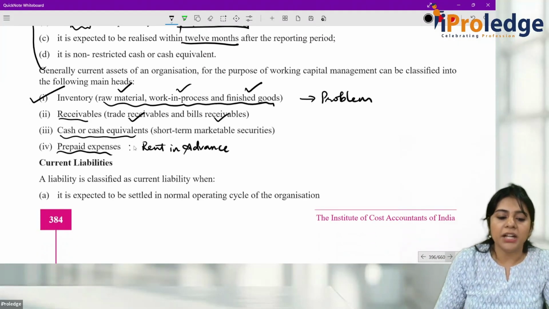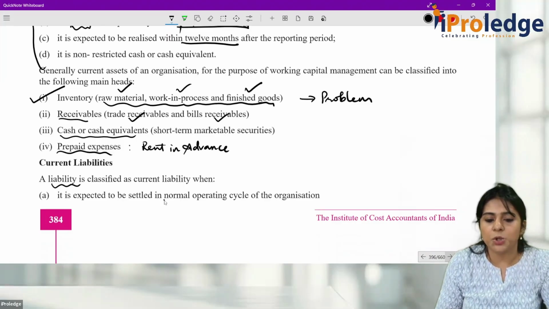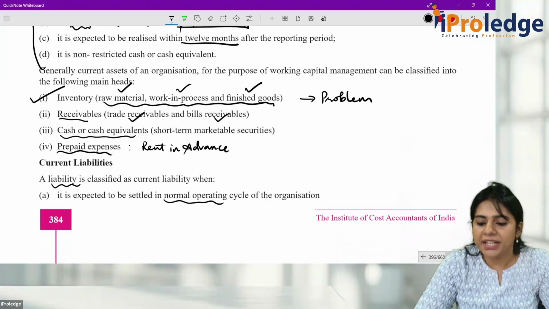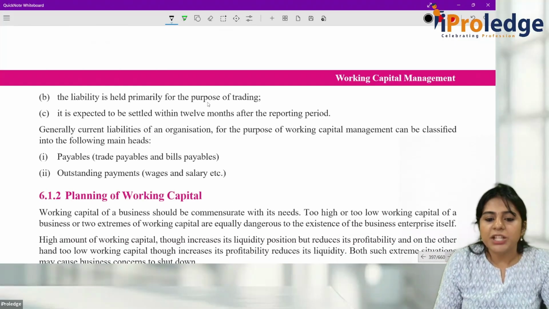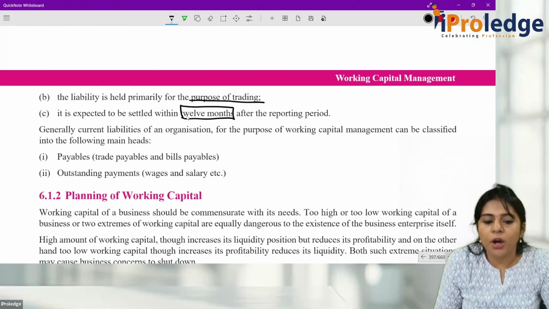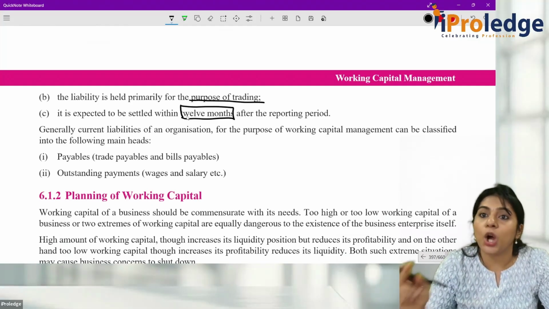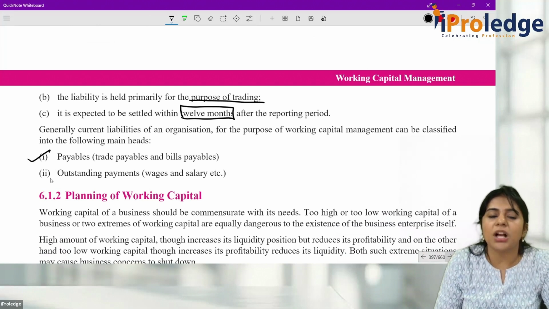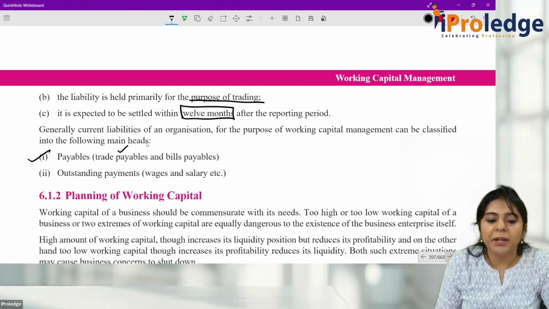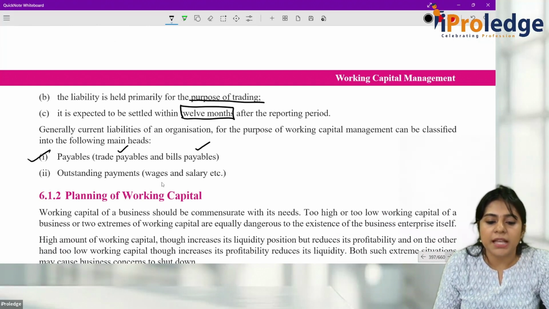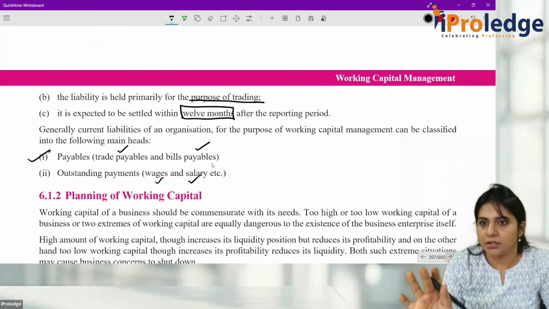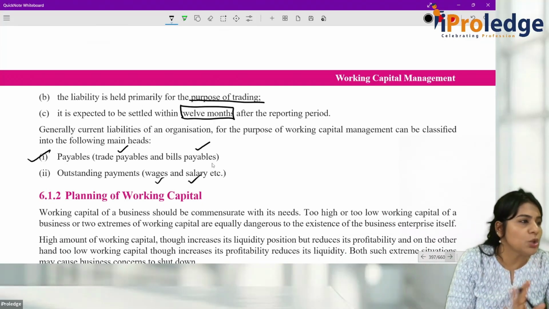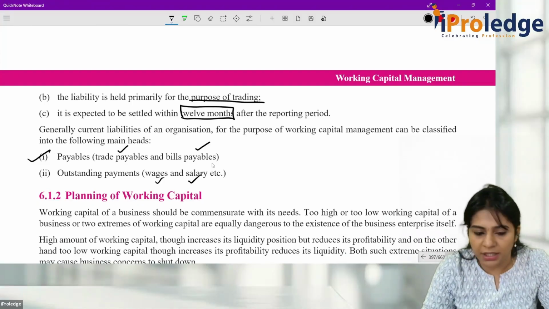Now again, what are the different liabilities? Same definition. It should be part of your normal operating cycle. It should be part of your trading. And again, it should be a liability for 12 months only and not beyond 12 months. What are the different kinds of liabilities that you'll come across in this chapter? Your trade payables, bills payables, wages and salary. That's it. No loans, no bank loans, no term loans. All of them are not coming here.